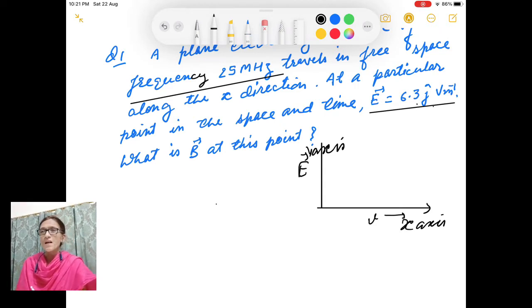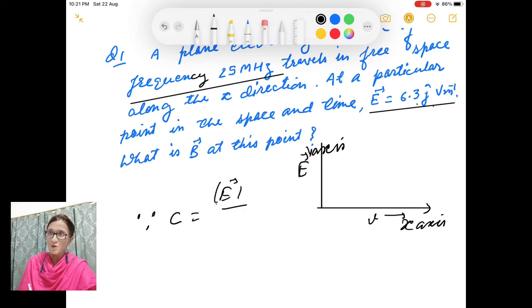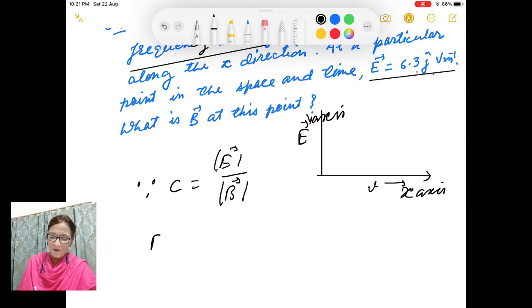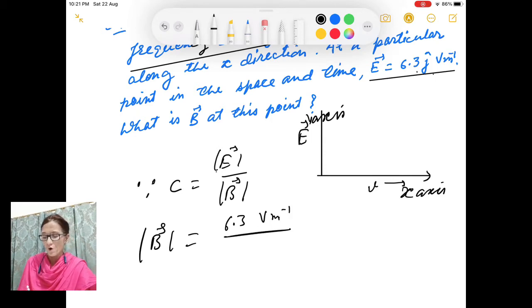So now we know that the velocity of light is given as the ratio of the magnitude of electric field to the magnitude of magnetic field. From here we can find the magnitude of magnetic field. E is given 6.3 volt per meter and c is 3 into 10 to the power 8 meter per second.